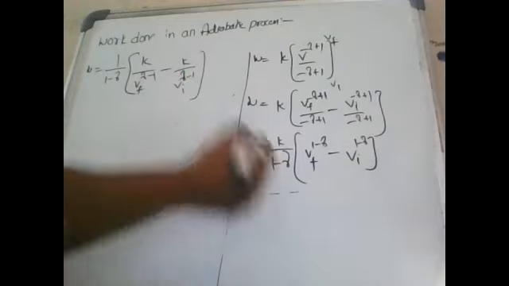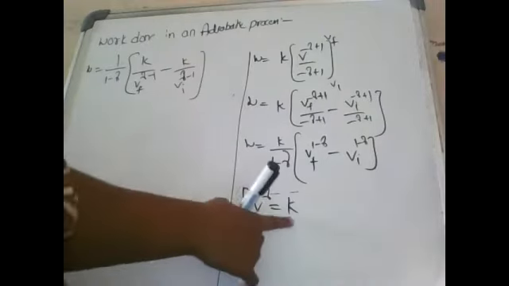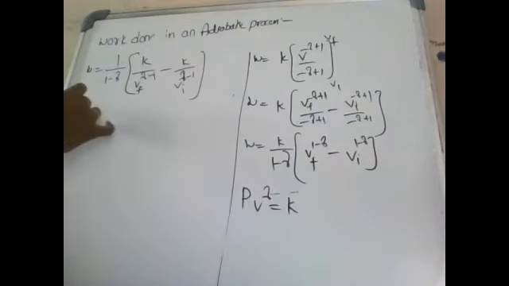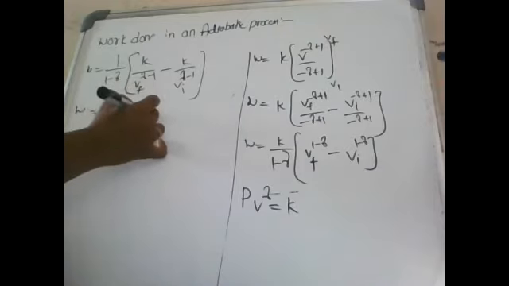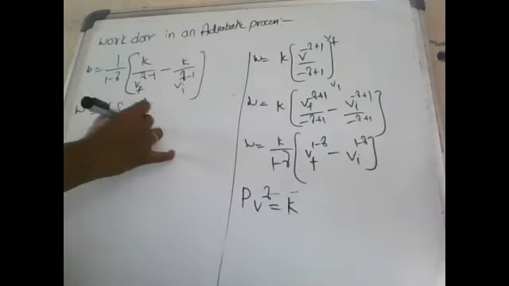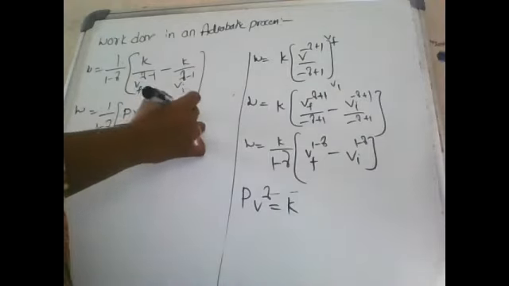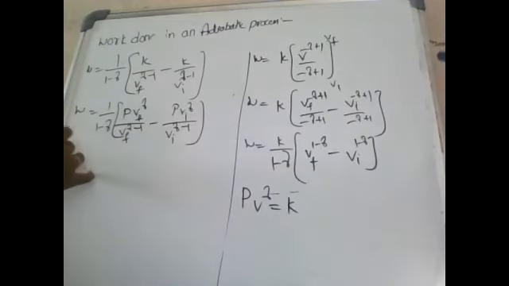In K's place we have to write, we know that PV power gamma equal to K. Then in K's place we have to write these two terms. Then W equal to 1 by 1 minus gamma, in K's place P into V power gamma, Vf power gamma minus 1. So here P Vi power gamma by Vi power gamma minus 1. Then W equal to 1 by 1 minus gamma.